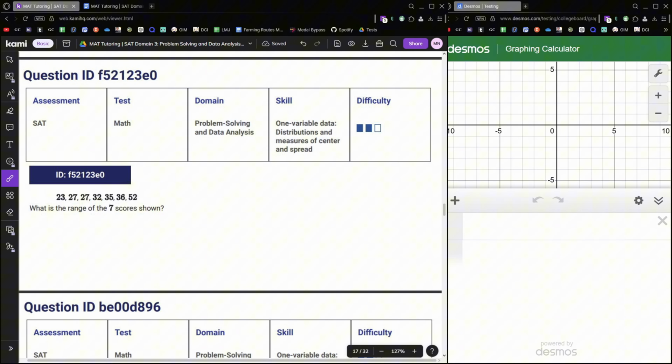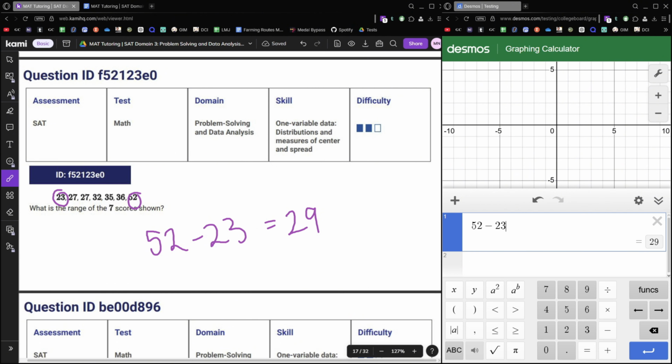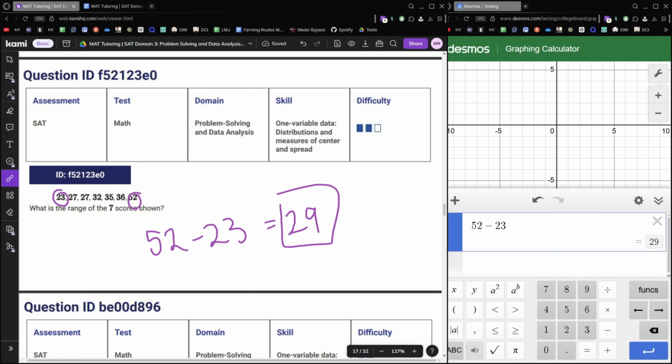Alright, 52 is the biggest number and 23 is the smallest. 52 minus 23 is, I'm gonna say it's about 29. Let's see if I'm right. No way, I'm right! Oh my goodness, I'm actually the greatest. Alright, 29 is our answer.